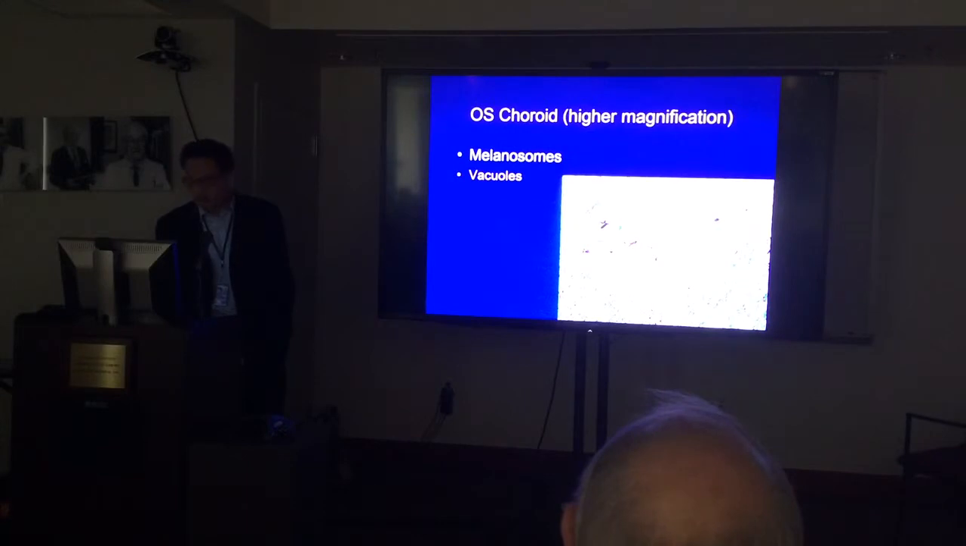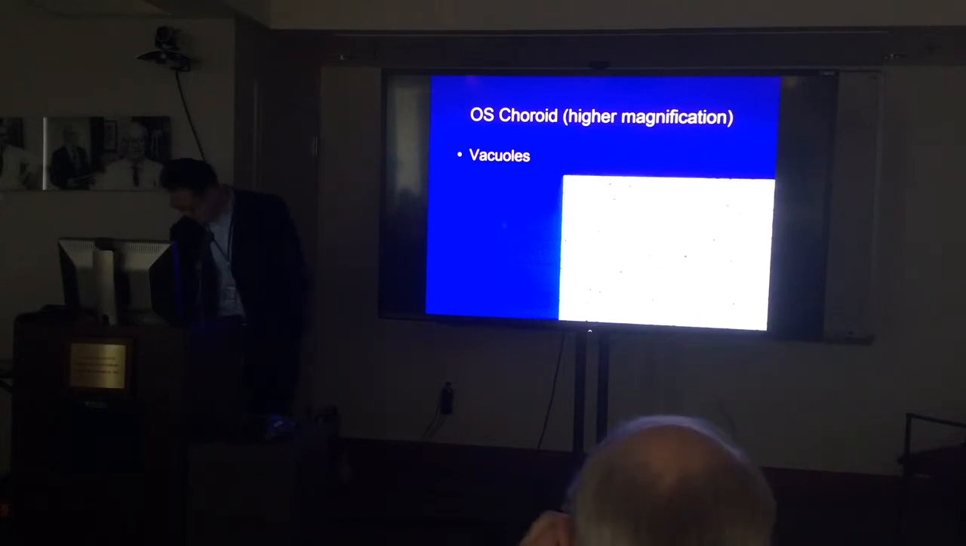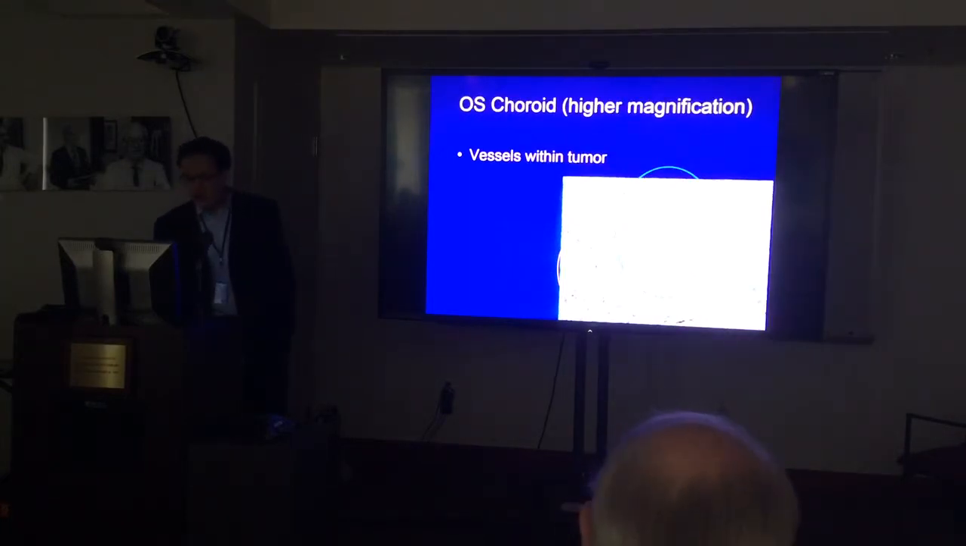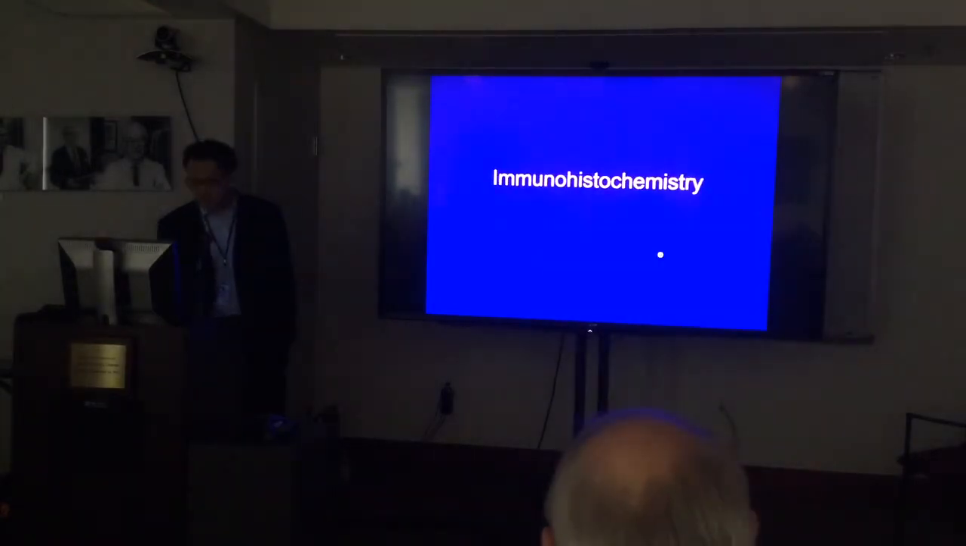Other things we found at high magnification, we found some melanosomes over here, and there are also some vacuoles above. And this is just another photograph showing the vacuoles over here. Lastly, on electron microscopy, here are the vessels I mentioned earlier, showing that our tumor is fairly vascular. So, onto the immunohistochemistry.